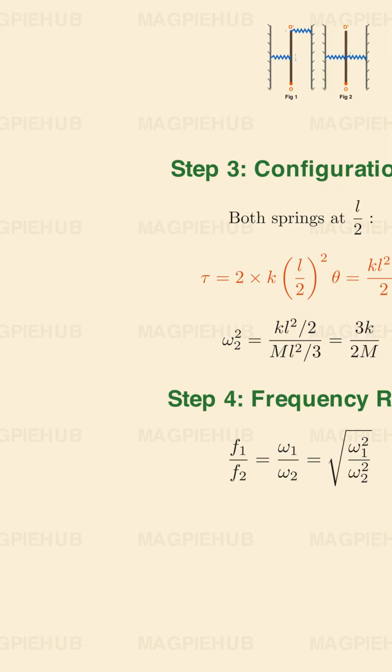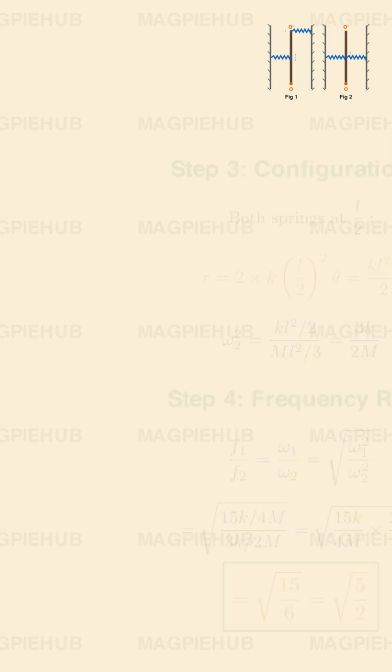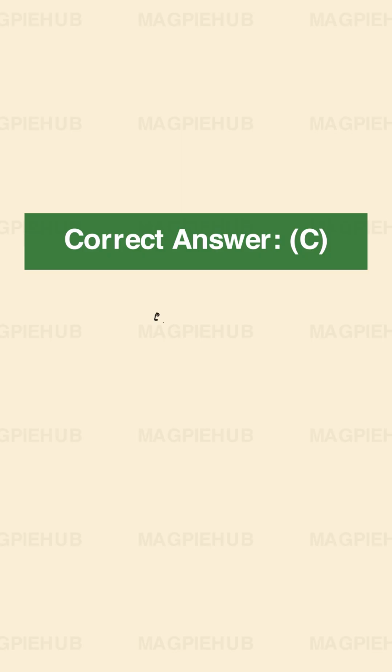which is the square root of omega 1 squared over omega 2 squared. Substituting, we get root of 15K over 4m times 2m over 3K. The K and m cancel out, giving us root of 15 over 6, which simplifies to root of 5 over 2. Therefore, F1 by F2 equals root of 5 by 2. The correct answer is option C, root of 5 by 2.